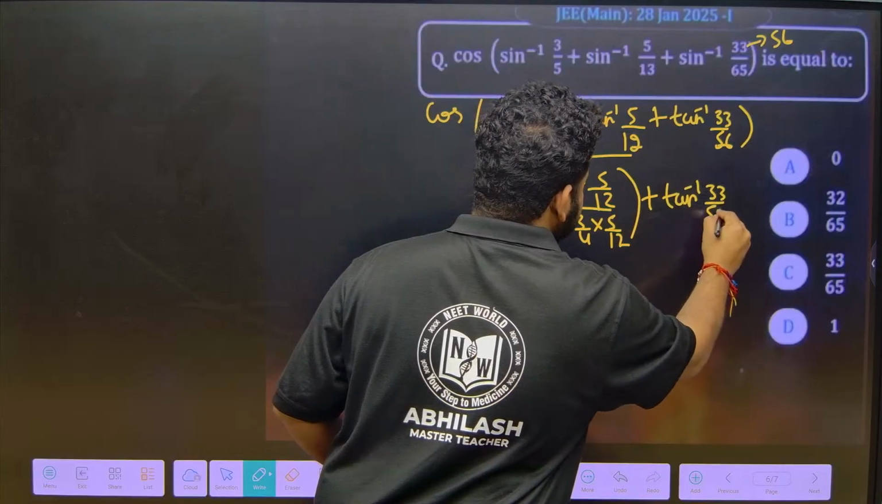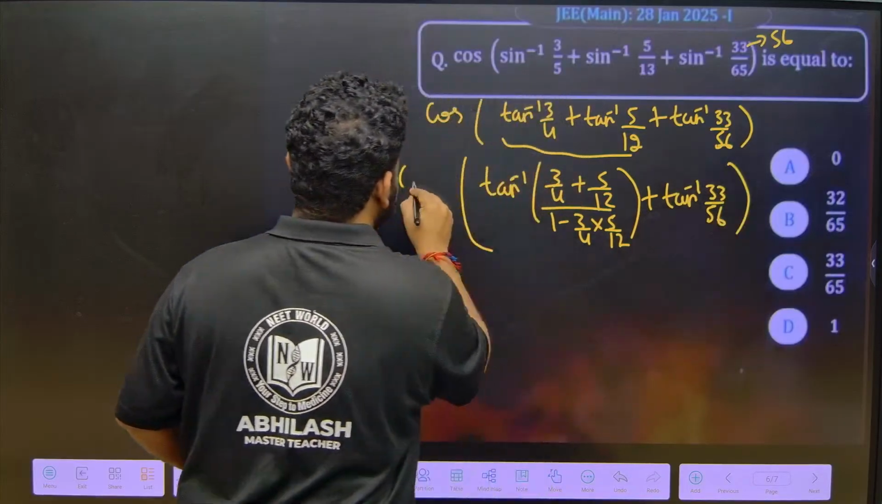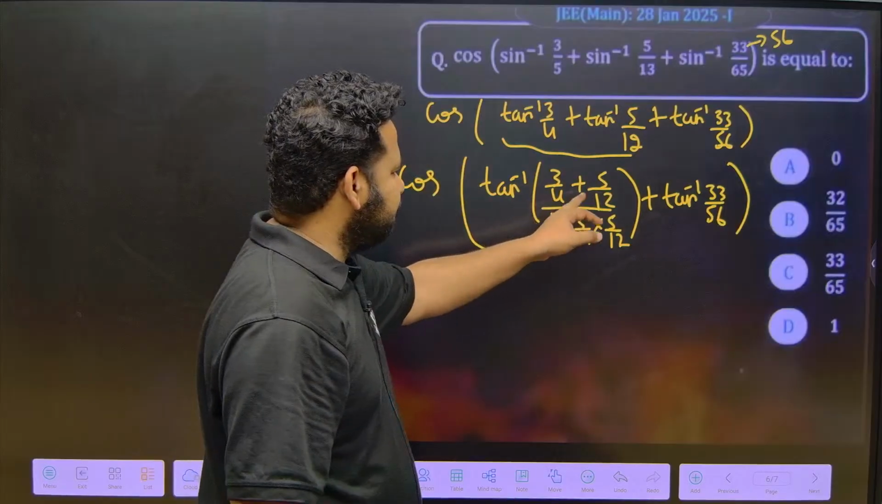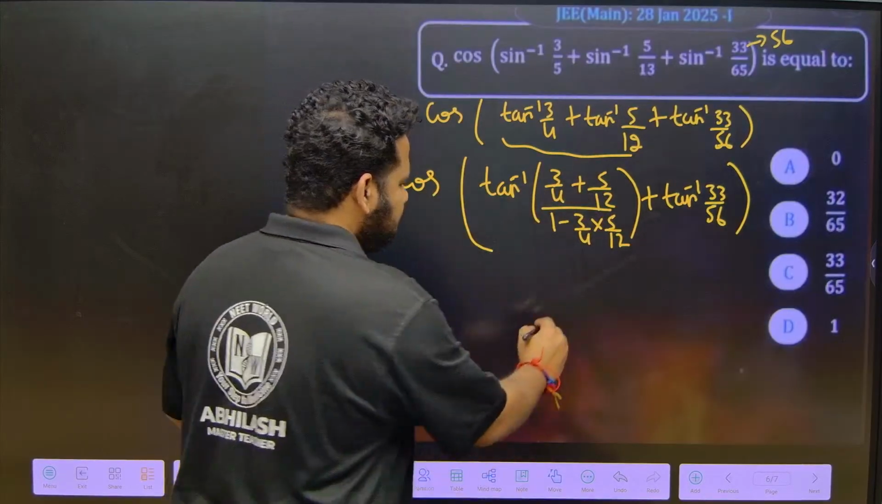Let me write down as it is. Outside what I have? Cos. Okay, tan inverse of 3 by 4 and 5 by 12. What is the LCM? 12. Okay, this will become 12.